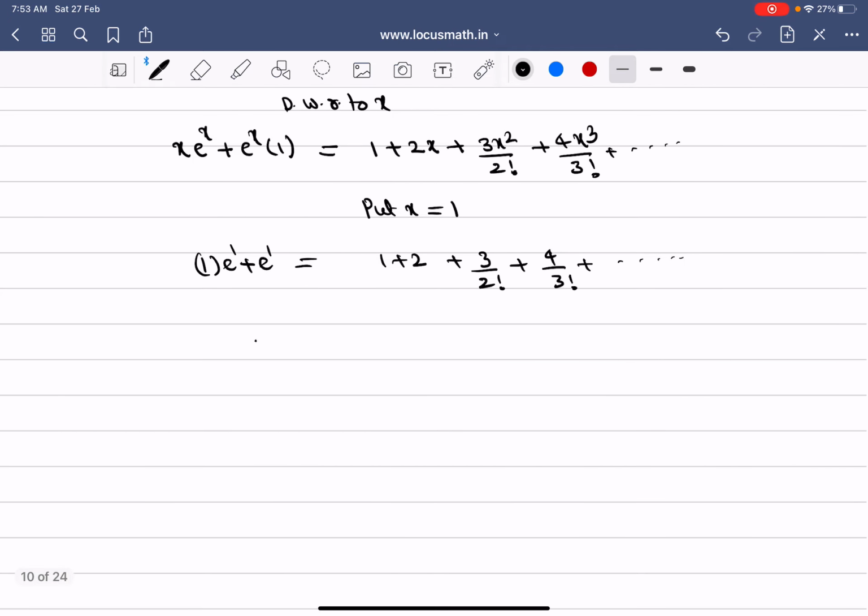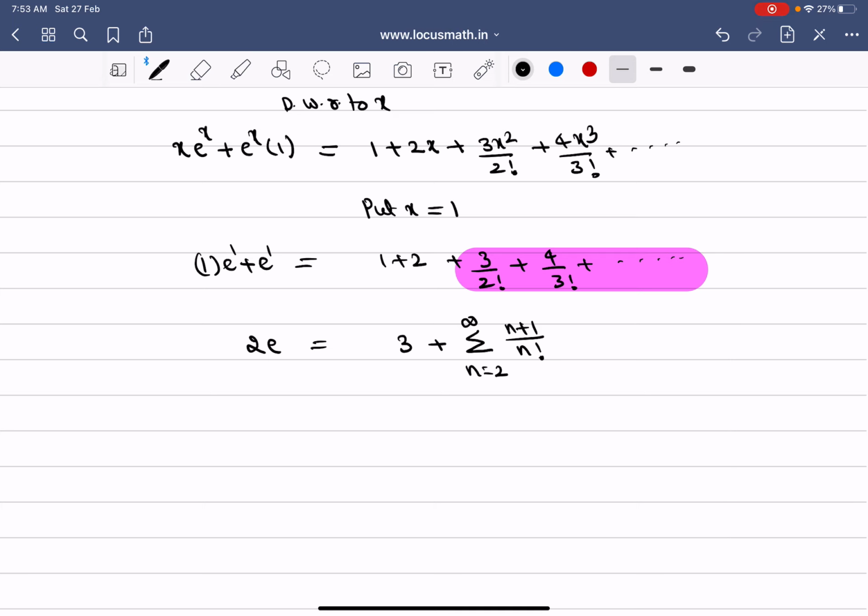So this is 2e is equal to 3 plus 3 by 2 factorial plus 4 by 3 factorial plus 5 by 4 factorial etc. In compact form, if you write, that is nothing but sigma n equals 2 to infinity, n plus 1 over n factorial.